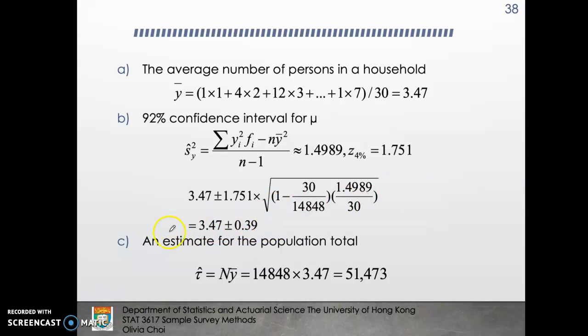Just one more thing. If I want to estimate the total population size, we can say that on average there are about 3.47 persons in one household. Then for the entire population of 14,848 households, the total population size is about 51,473. We will talk about the total estimate in the next session.